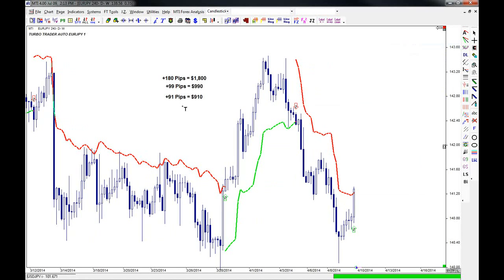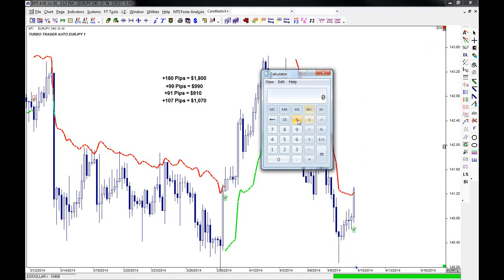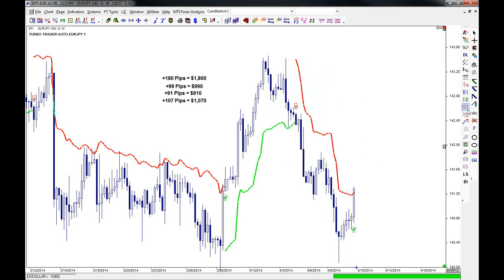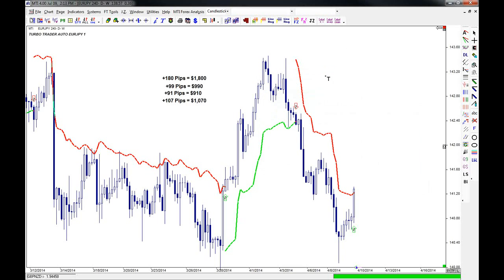or 1,070 US dollars. So let's take a look at this example. I'm just going to stop right there, and let's take a look at how much profit we made in about a 6-week time frame. So we're up $1,800, $990, $910, $1,070 equals $4,770. So $4,770 profit in 6 weeks' time.